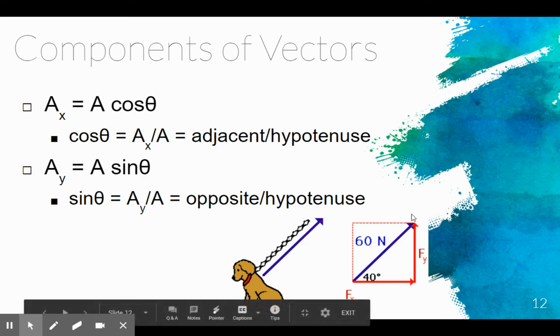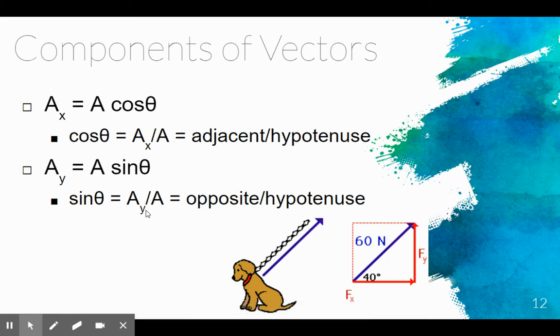When we're looking at our y vector, now we have the opposite side, so we have opposite over hypotenuse. So the sine of theta equals ay divided by a. Same thing, multiply both sides by a to solve for our y component. So we have ay equals a sine theta. So that's how we would find the individual components of our vectors.